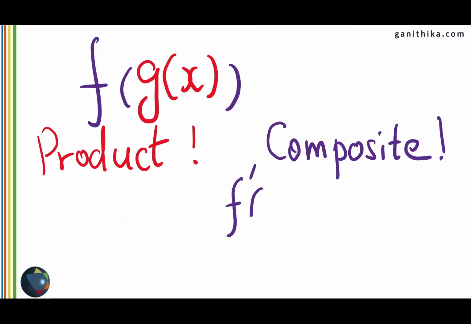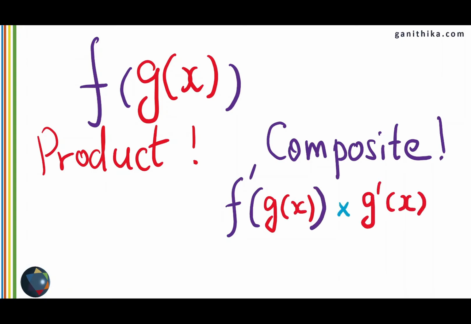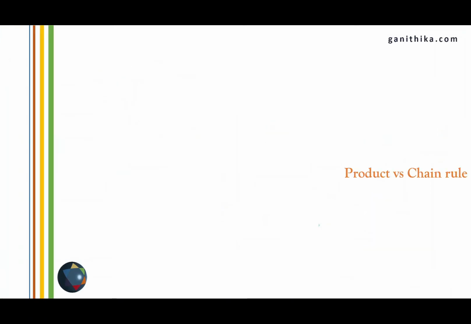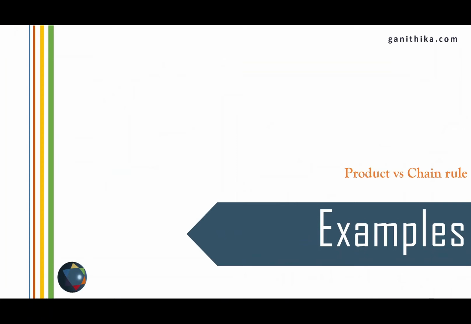You have to differentiate the outermost function, keeping the inner function as it is, and multiply that by the derivative of the inner function. And this is chain rule. Let's see some examples to understand better.